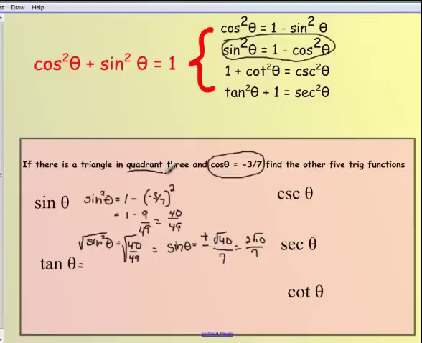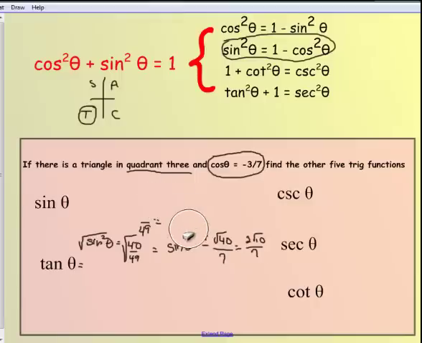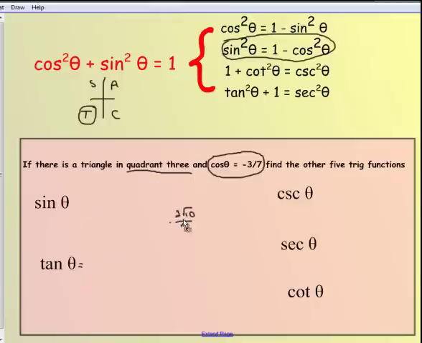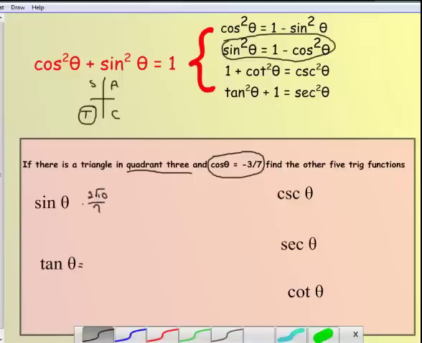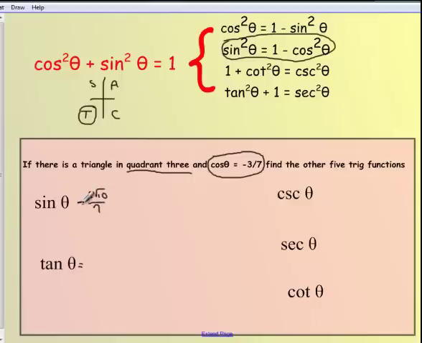That's why they told us quadrant 3. If I come back and I remember, all students take calculus. So in this third quadrant, only tangent is allowed to be positive. Anything else is negative. So there is my final answer. For sine, it's going to be negative 2 radical 10 over 7. Boy, that doesn't look like a negative. There we go.